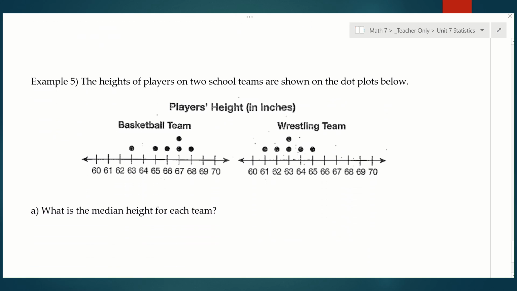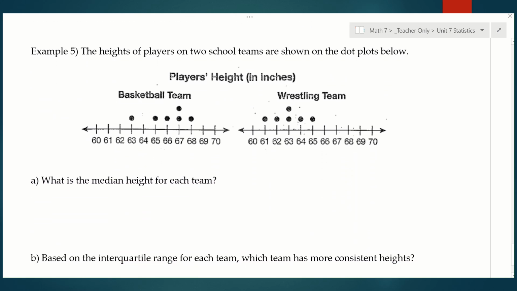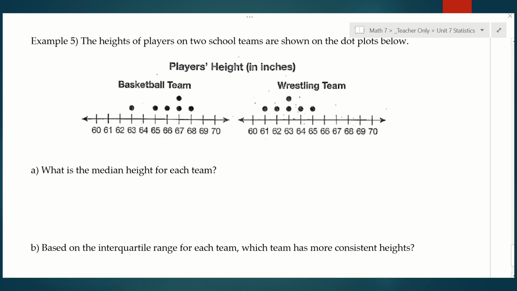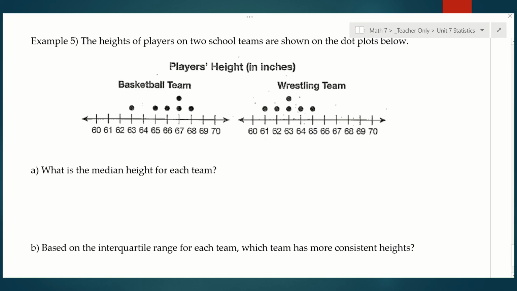Example 5. The heights of players on 2 school teams are shown on the dot plots below. So we have the basketball team versus the wrestling team and the players' heights in inches for each. And they need us to figure out what is the median height for each team. All right, so we can do that. Not as many dots this time, shouldn't take as long.